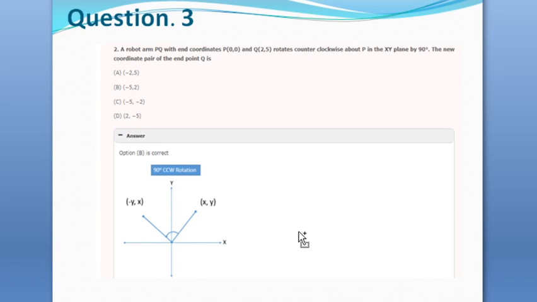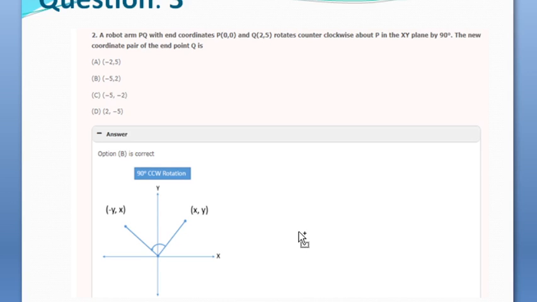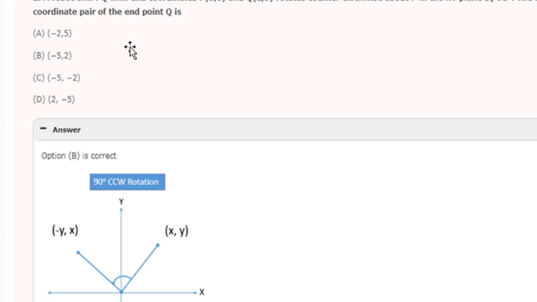Can you view the screen? A robo-arm PQ with endpoints P 0, 0 and Q 2, 5 rotates counterclockwise about P in the xy plane by 90 degrees. The new coordinate pair of the endpoint Q? Here also we have to find the coordinate of Q.